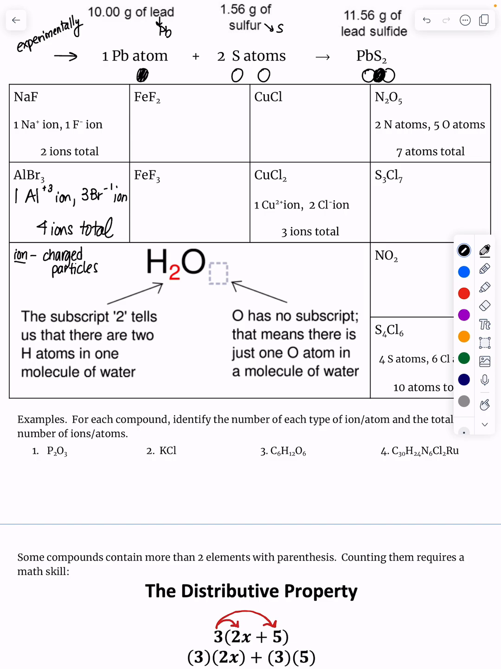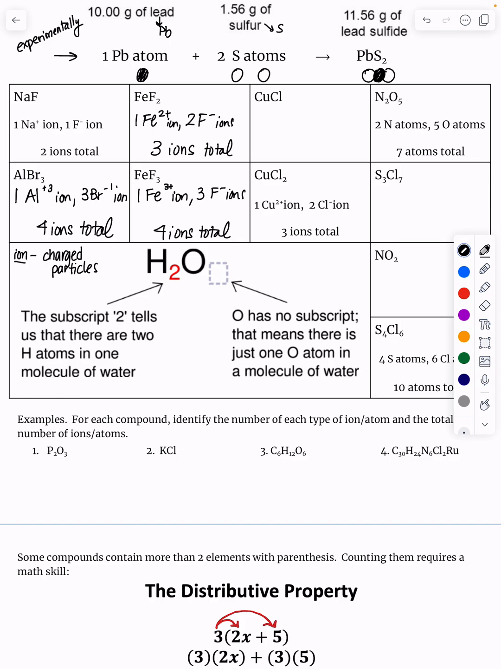We could do that for FeF2. There's one Fe2+ and two F minus 1 ions. Altogether, 1 plus 2, there are 3 ions total. If I had a compound like FeF3, that's 1 Fe3+. Look, it could have a different charge because it's a transition metal. And there are 3 F minus ions. 3 plus 1, those are 4 ions total.